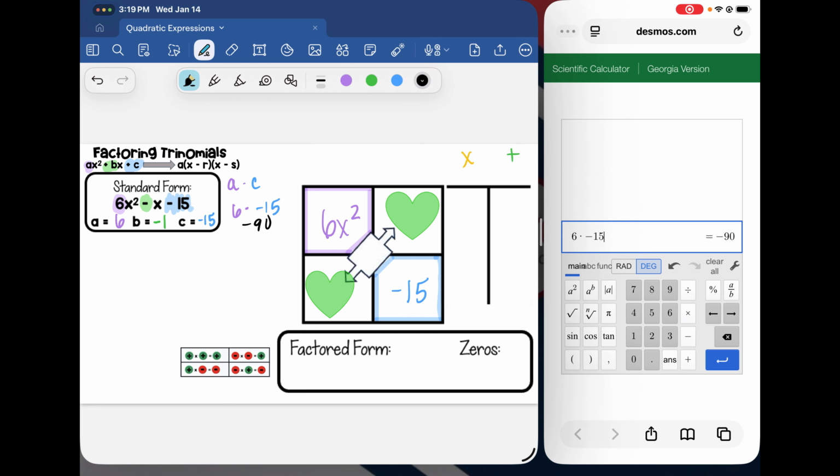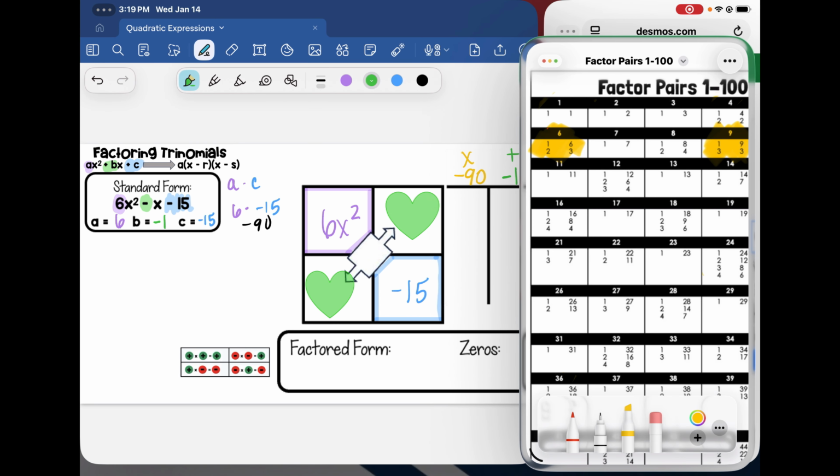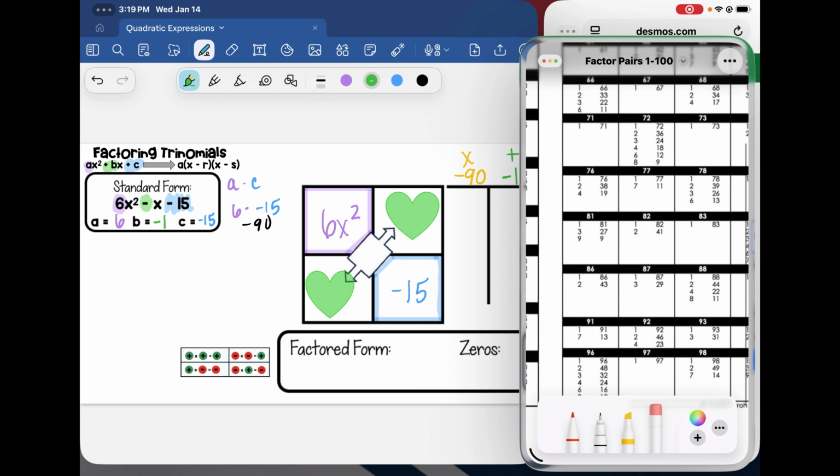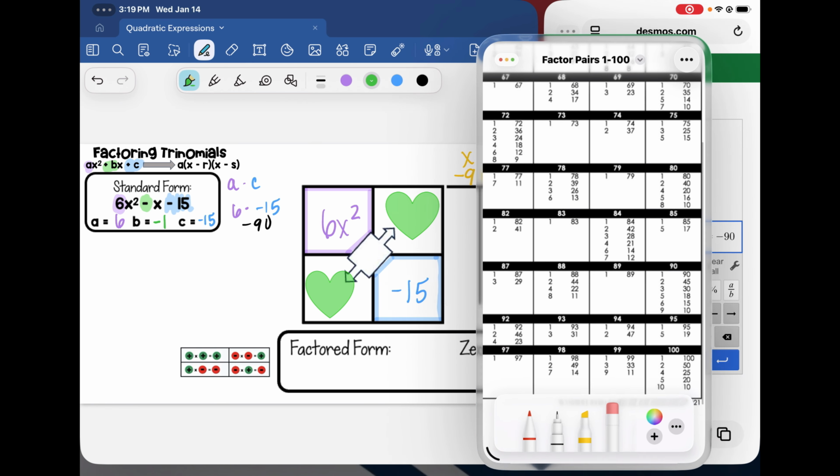So I want my two numbers to multiply to a negative 90, but I want them to add to my B term, which is a -1. So let's put up our factor pair sheet, and we're going to find 90, which is all the way over here.